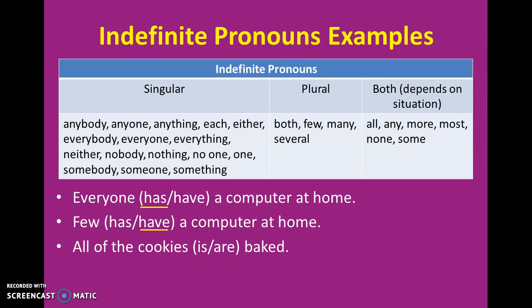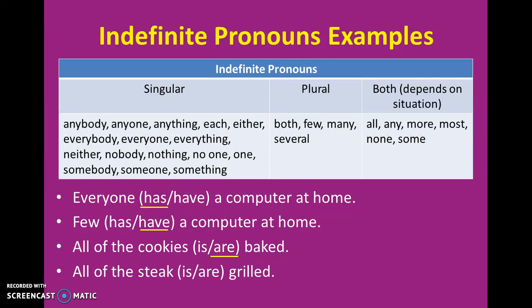Now in these next two sentences, we're going to show the different ways that certain indefinite pronouns can be either singular or plural depending on the situation. In this third sentence, we have "all of the cookies is or are baked." Now this indefinite pronoun, all, is referring to every one of the cookies, each one has been baked, so you want to use a plural verb to match this plural indefinite pronoun, so you would use are.